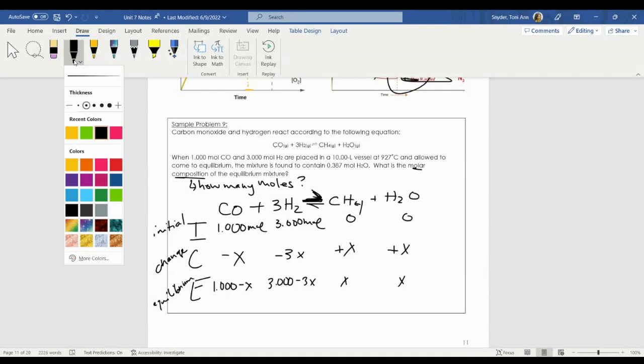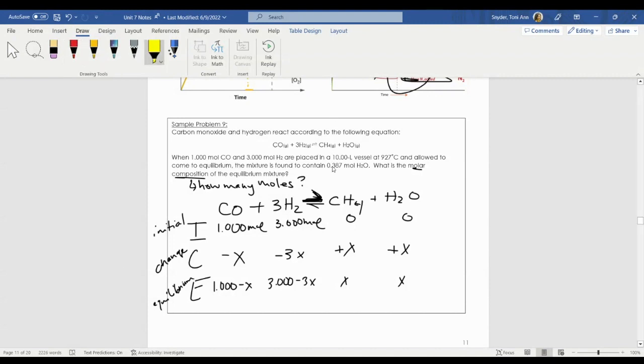However, the problem does say that this mixture is found to contain 0.387 moles of water. So we must know that X is equal to 0.387 moles right here. So if 0.387 is equal to X number of water, that must mean that I'm producing the same amount of methane, right? Because it's a 1-to-1 mole ratio.